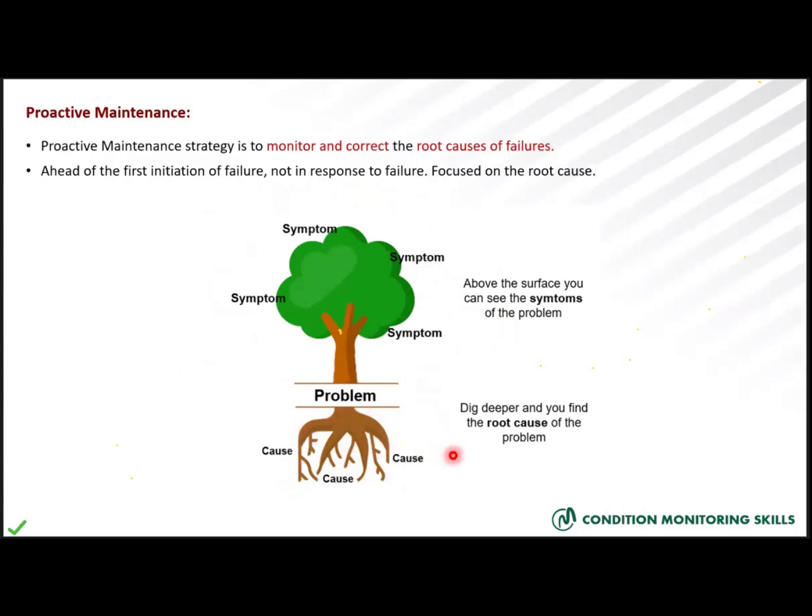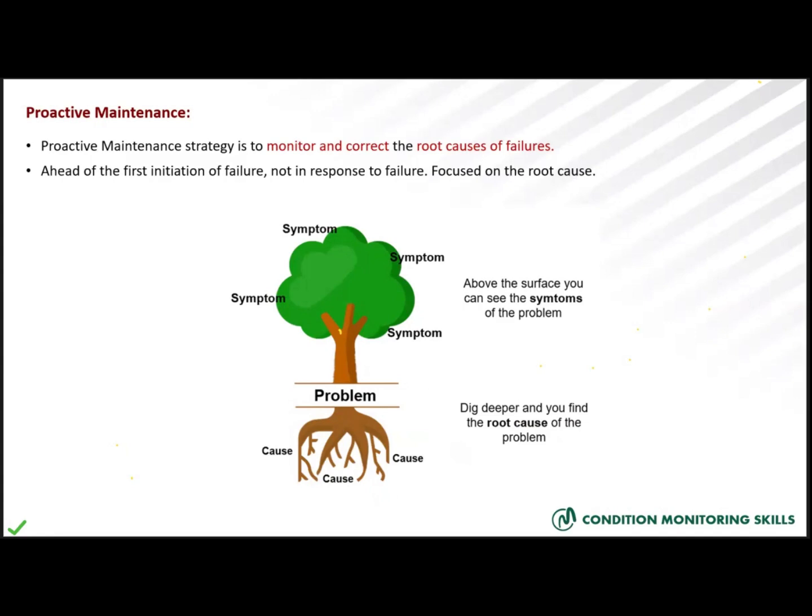So in proactive maintenance, or reliability centered maintenance, we are focusing on understanding the root causes of the problem, digging deeper to find them, and using the condition monitoring techniques, we are going to study the failure modes that result in such problems, and we are going to eliminate the root causes of the problem. Okay? So this is the proactive approach, or the reliability centered maintenance approach, in very brief sentences.